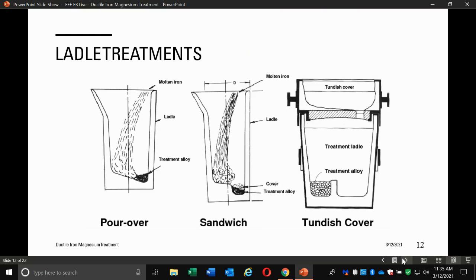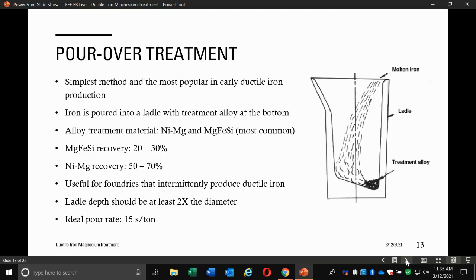So the first method I will cover is ladle treatment, which actually encompasses three separate techniques. The first of those is the pour-over treatment, which is the most simple treatment method. It was very popular early on in ductile iron production, and it's just done by simply placing treatment material into the bottom of a ladle and pouring iron on top.